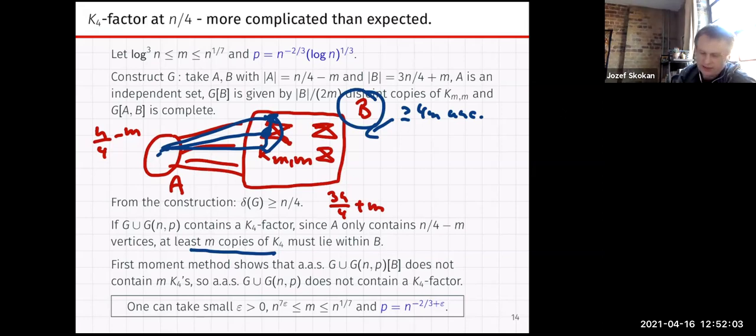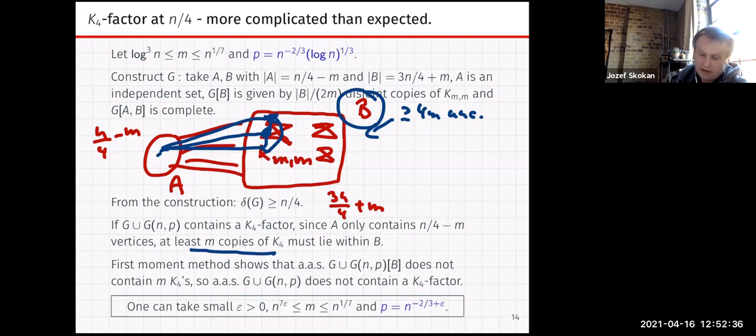Very good. And then you just do some first moment calculation. You can show that even with the help of these K_{m,m}s covering the whole set B, if you throw in these random edges, then you will not find there m copies of K4. It's a really lengthy first moment calculation, and it just comes out. And so that means you cannot have a K4-factor covering the whole graph.